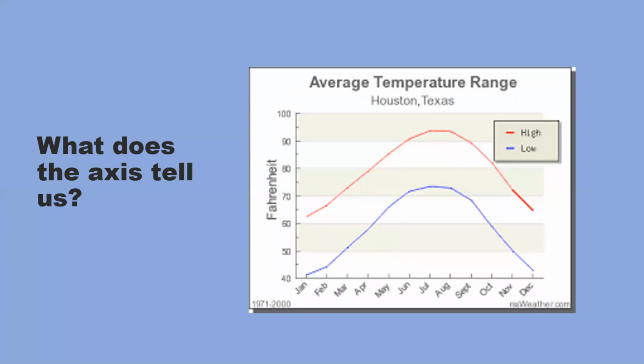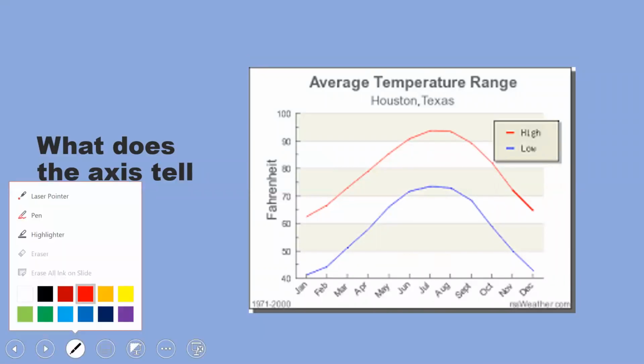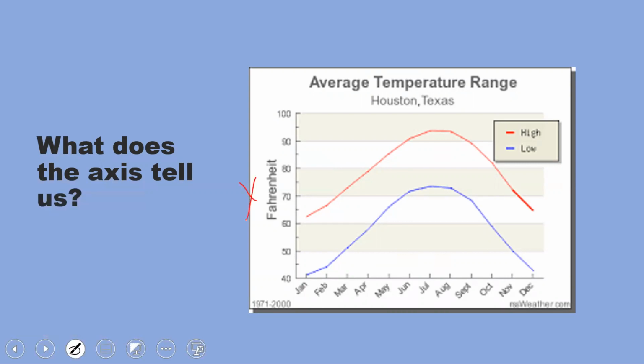Fahrenheit. Okay. The Fahrenheit is the y-axis. And our x-axis is this right here. And these are the months of the year, right? These are the months of the year.